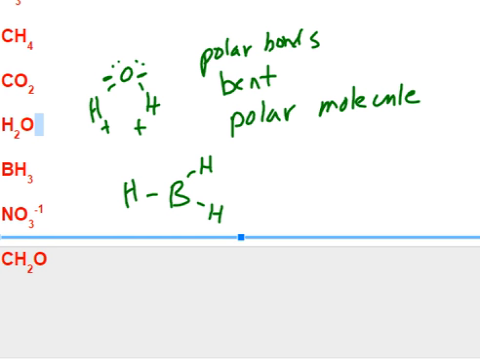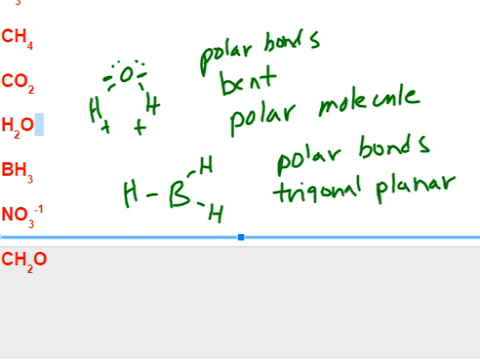Polar or nonpolar bonds? Polar. What's the shape? Trigonal planar, because I don't have any lone pairs messing up my triangle. Boron and hydrogen, hydrogen's more electronegative, so those ends are going to be negatively charged. The boron's going to pick up more of a positive charge.